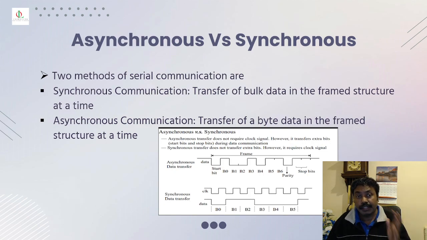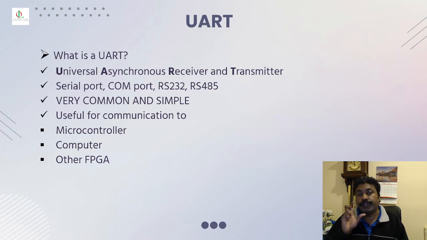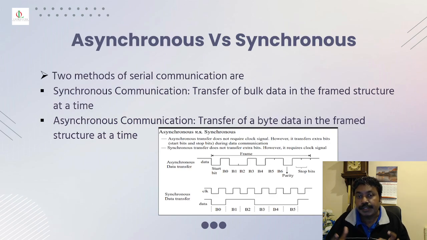And as you learned in the other session, there are 2 different modes of communication: synchronous mode and asynchronous mode. And USART is nothing but Universal Synchronous Asynchronous Receiver Transmitter. In asynchronous mode, you don't need a clock to send data. You can transfer a byte of data in a frame structure, but you need extra bits to transfer. That means you need a start bit and a stop bit, and also the parity bit. That means it needs a little bit more memory allocation.